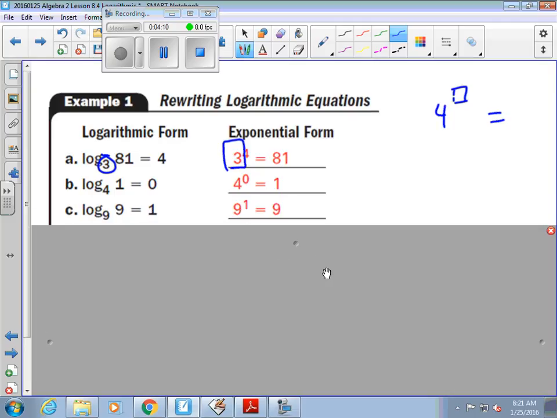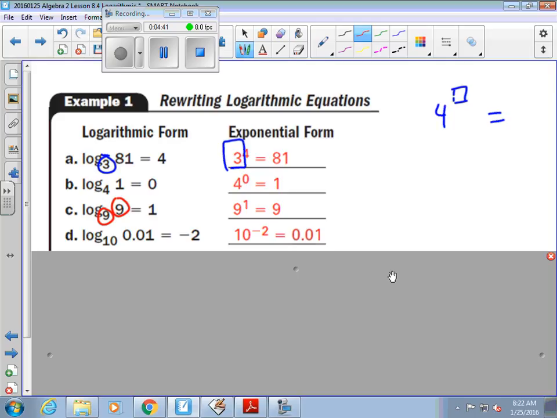Log base 9 of 9 is 1. Anytime you have the same number, right here, both of these are right next to each other, log base 9 of 9 is equal to 1. Those cancel each other out. And I'll show you what that means when we solve these equations in just a minute. But 9 to the 1st power is equal to 9.